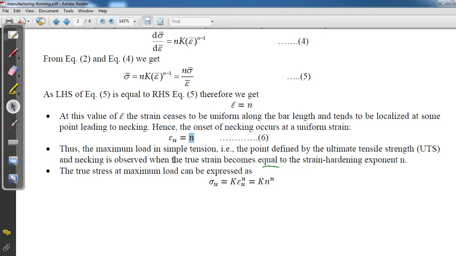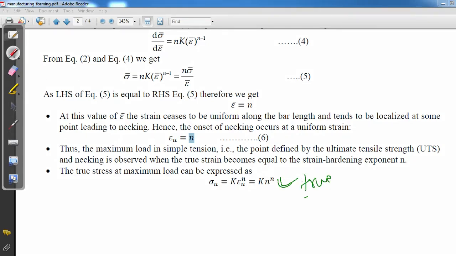Where you will observe this point, when true strain becomes equal to the strain hardening exponent. So you can also say that maximum strain is equal to this. Then the true stress at maximum load can be expressed as sigma u, the ultimate point, equal to k times epsilon, and we know this from the flow stress power law. That will be equal to k times, now for epsilon you have to put n, the strain hardening exponent, so k times n to the power n. This is a very important relation.